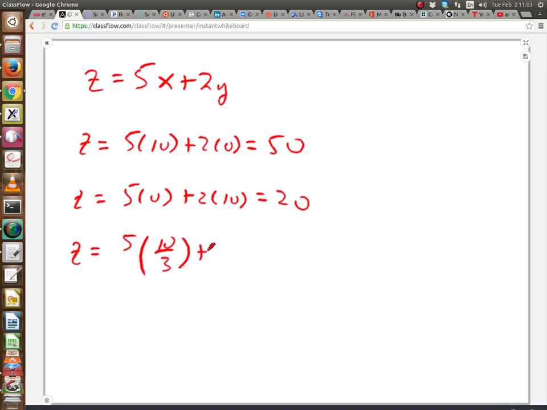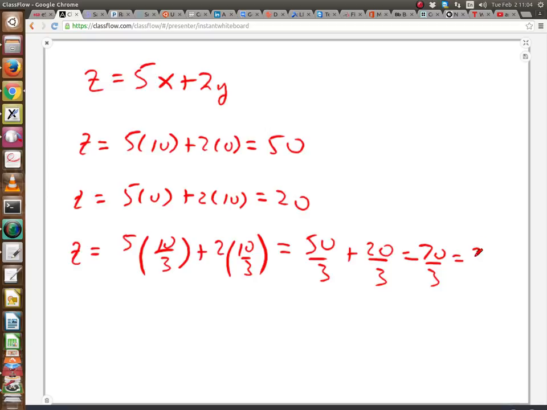Assuming that you can make 10/3 of a widget. Maybe it's some kind of powdered drink or something, right? 10/3 of a gallon or 10/3 of a pound, whatever it is. And usually these are integers, but whatever. So 5 times 10/3 is 50/3. 10 times 10/3 is 20/3. That's 70/3, or divide by 3, 23 1/3.